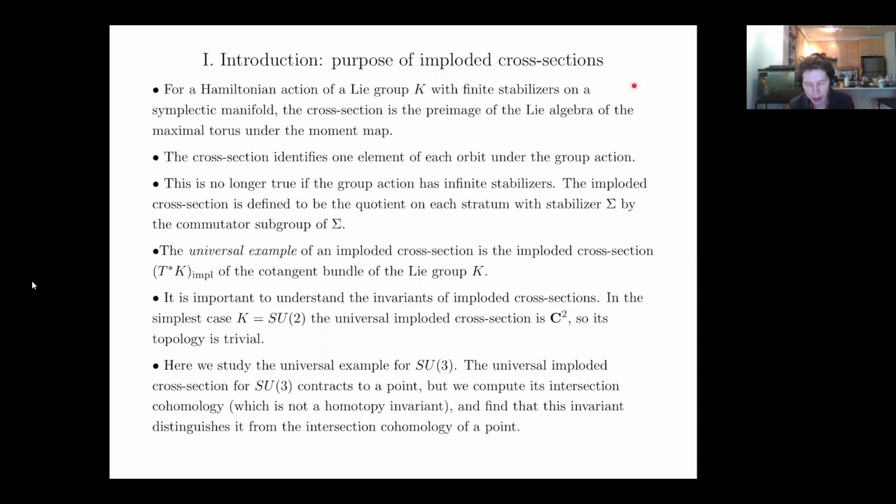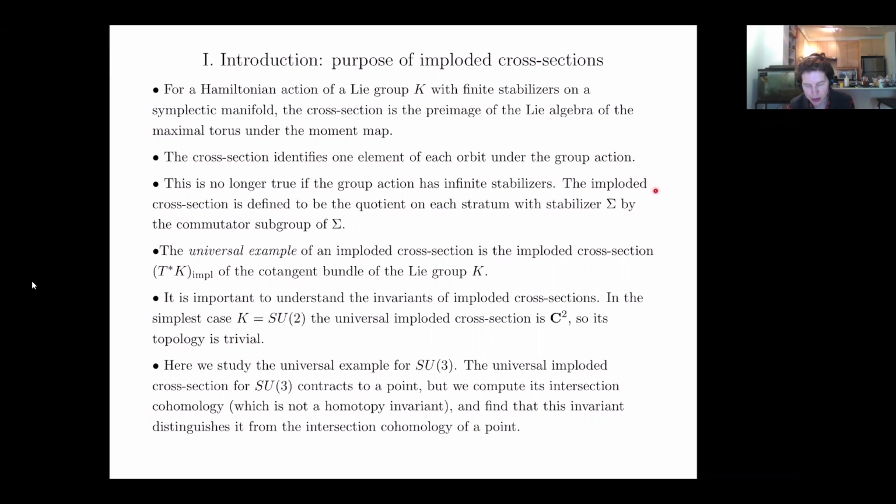Let's suppose we have a symplectic manifold with a Hamiltonian action of a compact Lie group K. If the stabilizers are all finite, then the cross section is defined as the preimage of the Lie algebra of the maximal torus under the moment map. The cross section identifies one element of each orbit under the group action. This is no longer true if the group action has infinite stabilizers.